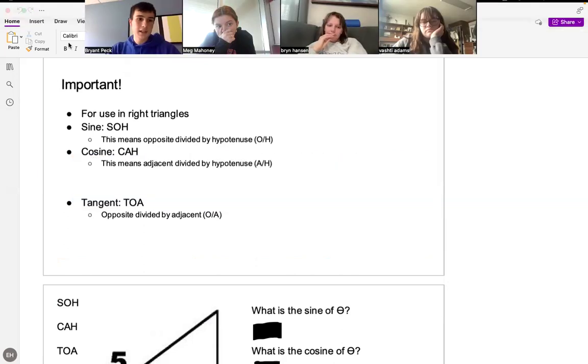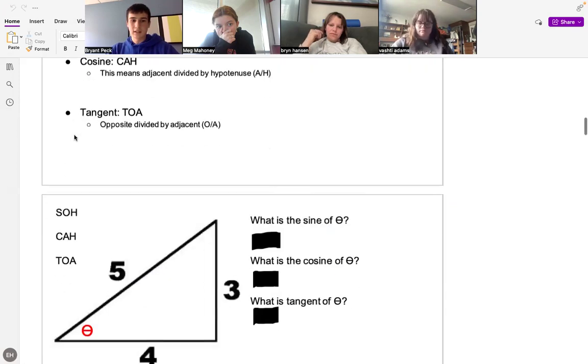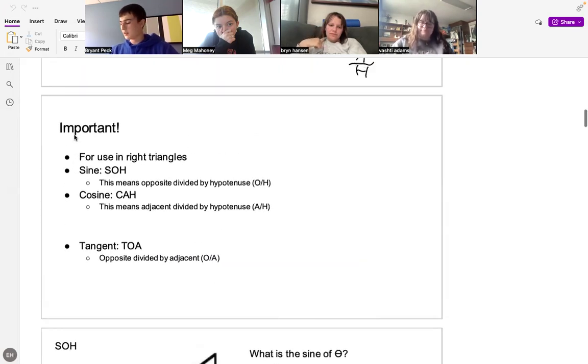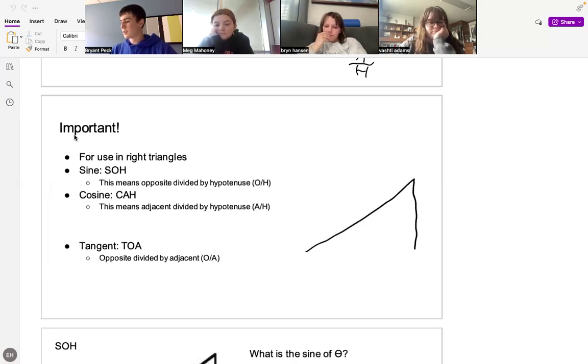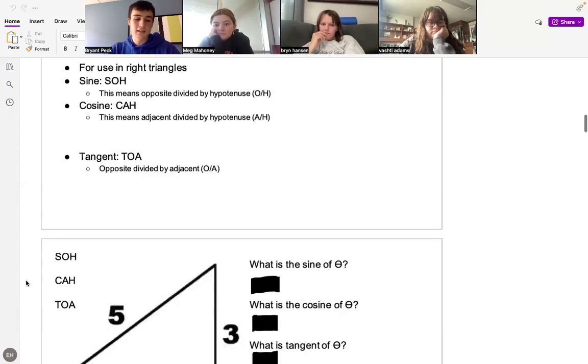Let's apply this to an actual example. And my note here is that, remember that we only use this in right triangles. If we had a triangle that didn't have a right angle, we would have to use something called the law of sines or the law of cosines. We're not going to talk about that today.